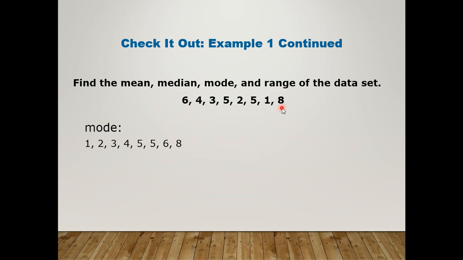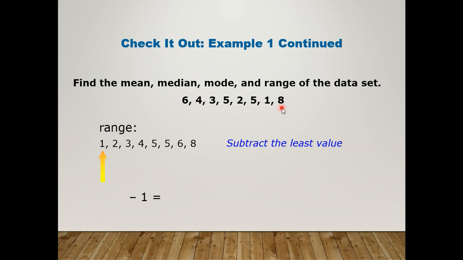For the mode, ganun pa din, we will just be identifying which number or which item has the greatest frequency or the largest frequency of them all. So that would be 5 because 5 occurs 2 times in our data set. Therefore, this is a unimodal. For the range, ganun pa din, get the lowest value, or the least value, which is 1, and then the greatest value, which is 8. Subtract 8 by 1, the answer will be 7. So the range for this data set is equal to 7.